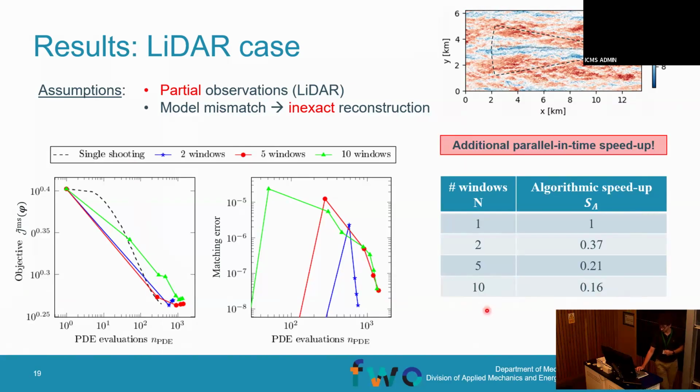To give the full picture, I think for this case, the 10 window case, if we included the parallel and time speedup, we still got an overall speedup of, I think, 40%. So that was okay, but we were really hoping for more. So that's really what we're working on, trying to further improve these algorithmic speedups.